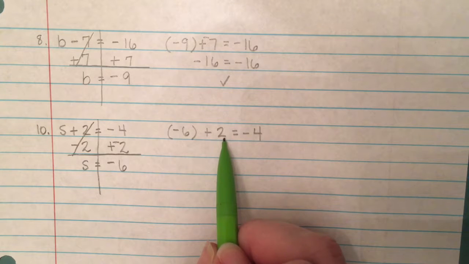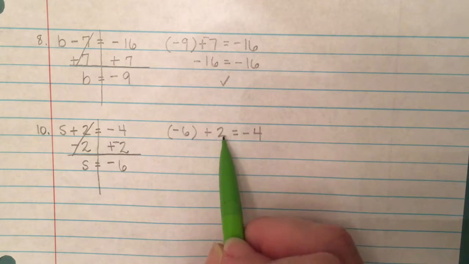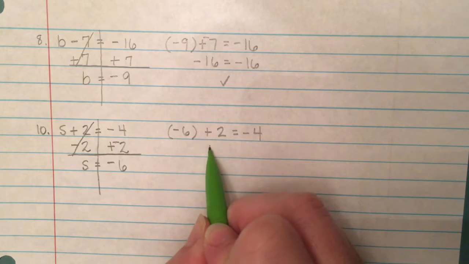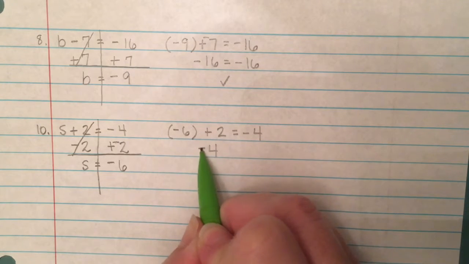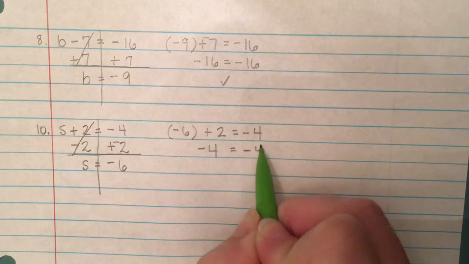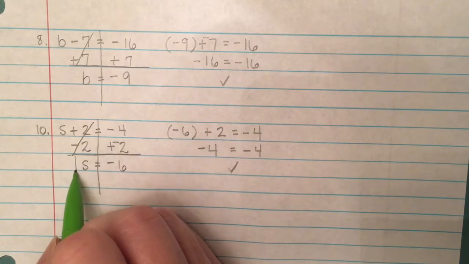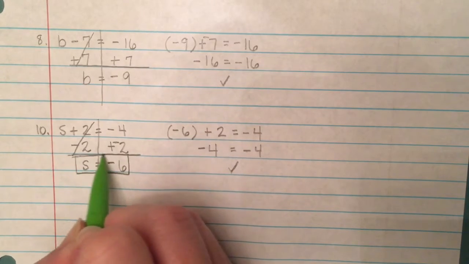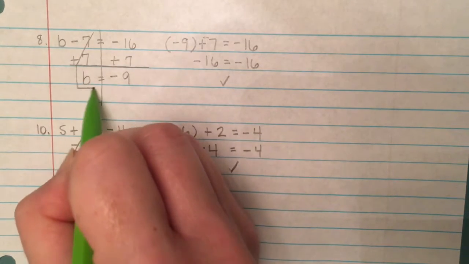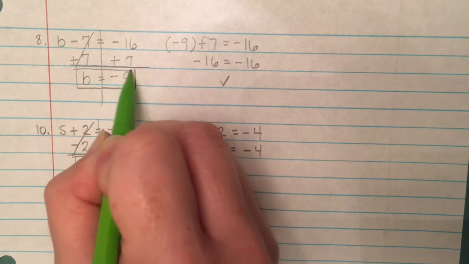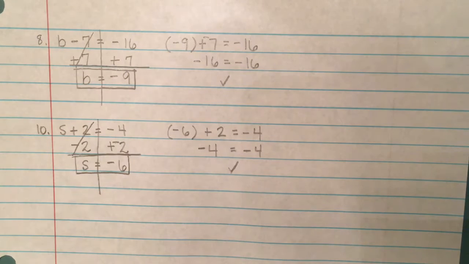Negative 6 and positive 2, the signs are opposite or different, so you're going to subtract. 6 minus 2 is 4, and keep the sign of the greater, which is negative. Negative 4 equals negative 4, so those check. So remember, these are our answers. S is negative 6 in number 10, and B is negative 9 in number 8.